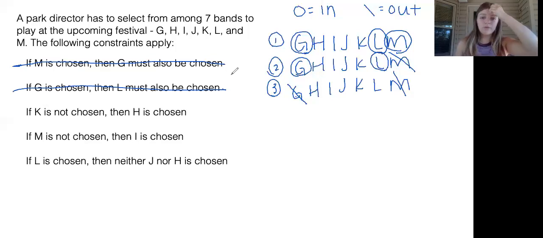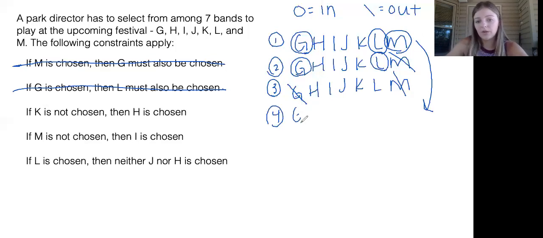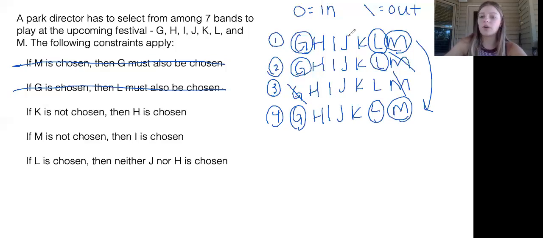Moving on to rule number 3: if K is not chosen, then H is chosen. Okay, new rule, we've got to go all the way back up to world number 1, right? Do we know where K is in world number 1? We don't, because it's not circled or slashed. So what do we do? When you don't know where a variable is and it's your sufficient condition variable, we're going to make a new copy. And again, we're going to copy exactly world number 1. And we're going to circle one and we're going to slash the other.